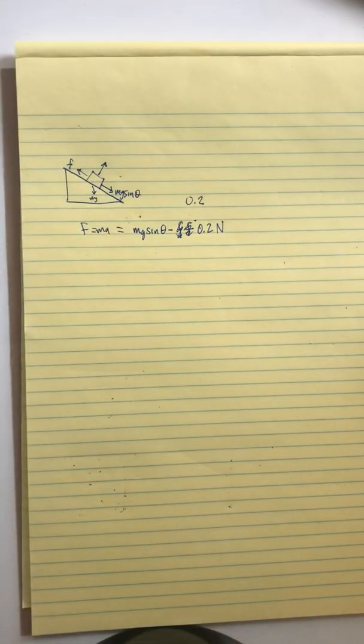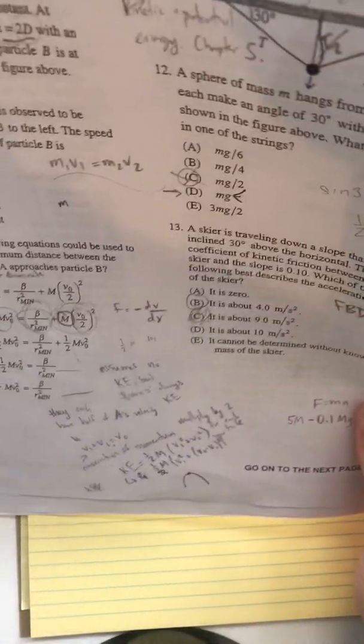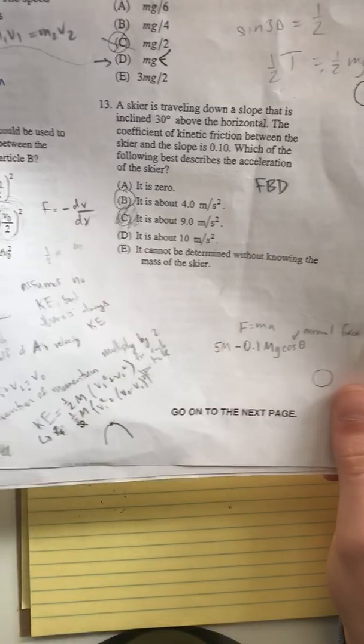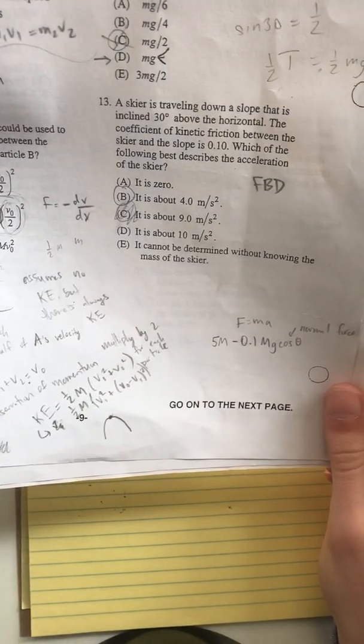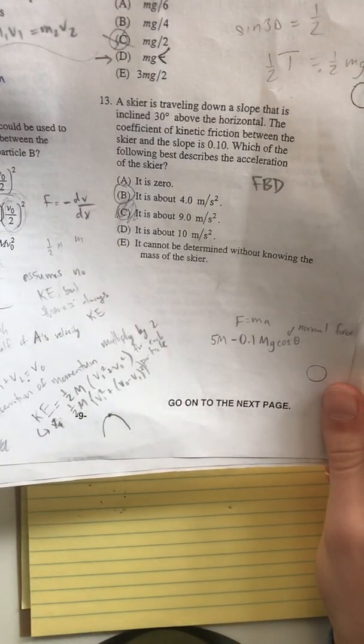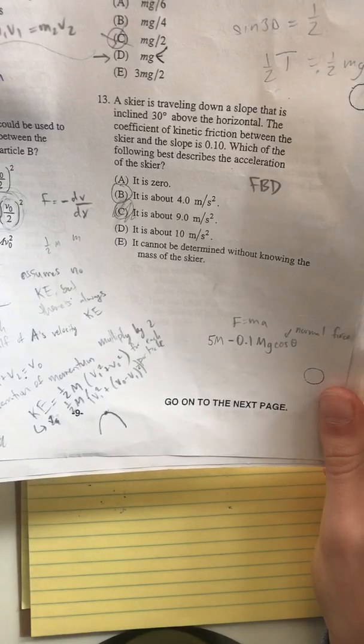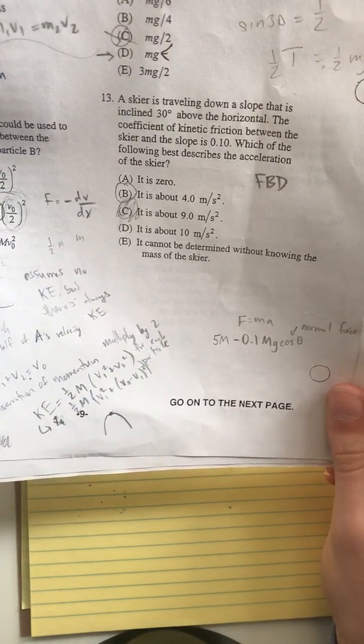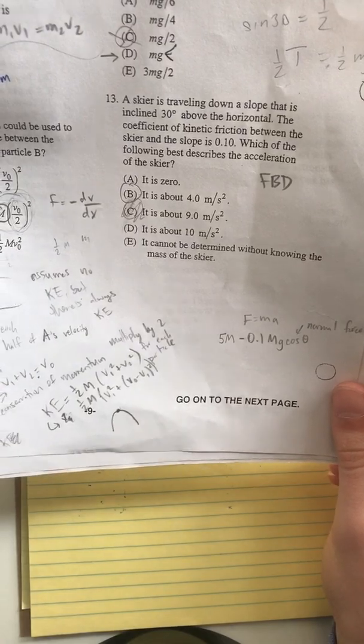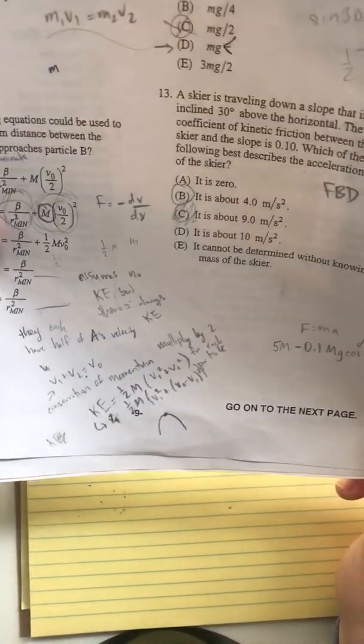So now what we're going to do is go to our example problem. For that, we're going to look at number 13. A skier is traveling down a slope that is inclined 30 degrees above the horizontal. The coefficient of kinetic friction between the skier and the slope is 0.10. Which of the following best describes the acceleration of the skier?